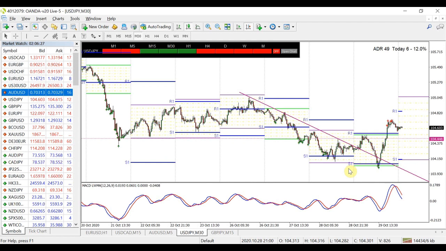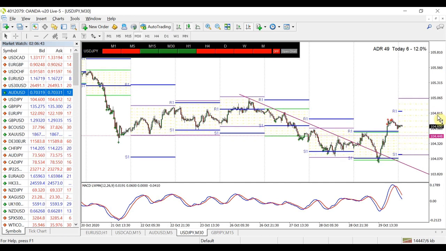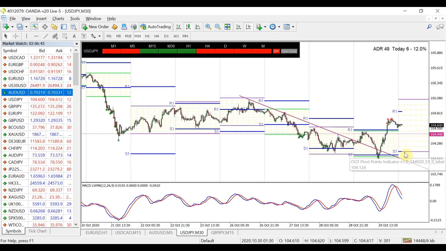Now at the moment, I'm not keen on any of these levels. I'm not really sure where price is going to go. But I'm expecting, again, price with high probability to hit the R1 or the S1 level. And currently the R1 and S1 are inside the ADR, which is what you want to see at the moment. So again, I just wanted to share that with you.